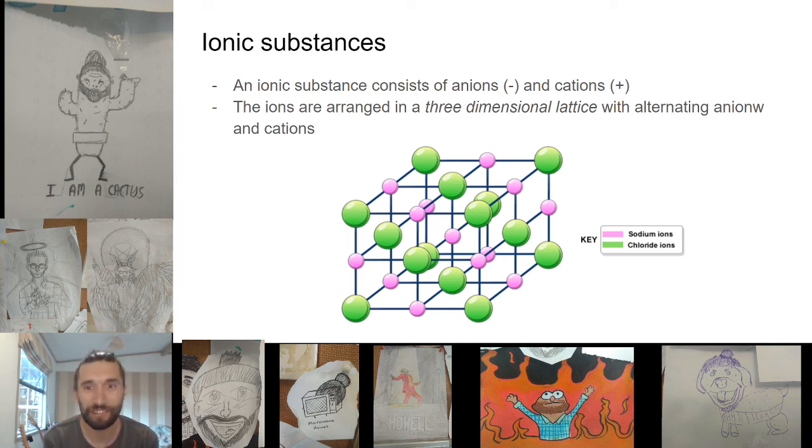The ions are arranged in a three-dimensional lattice. That picture below here is a 3D lattice that is regular shaped, with alternating positively and negatively charged ions. This substance here is made of sodium ions and chloride ions. It is called sodium chloride, and it is table salt. I'm sure you're all very familiar with that. Table salt is the quintessential ionic substance. So when you think of any properties of an ionic substance, just think of table salt. I'm sure you're familiar with it.